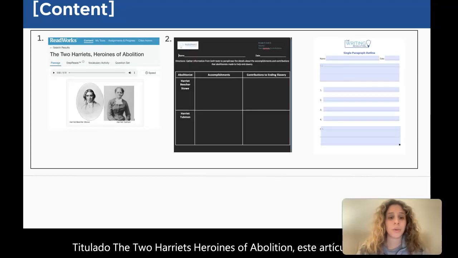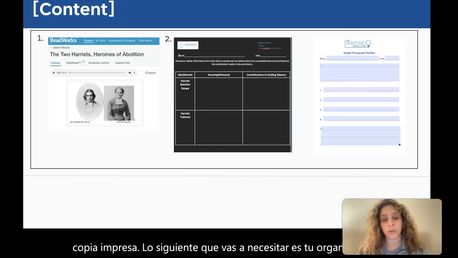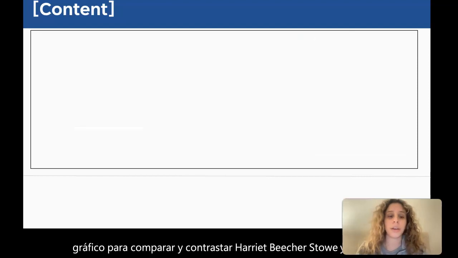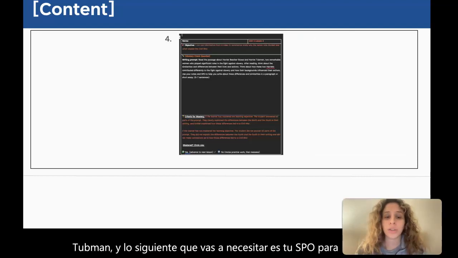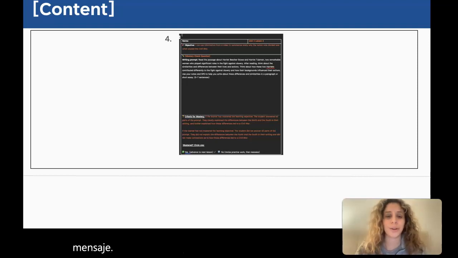The next thing you're going to need is your graphic organizer to compare and contrast Harriet Beecher Stowe and Harriet Tubman. And the next thing you're going to need is your SPO to help you organize your writing so that you are ready to answer the prompt in your mastery check.